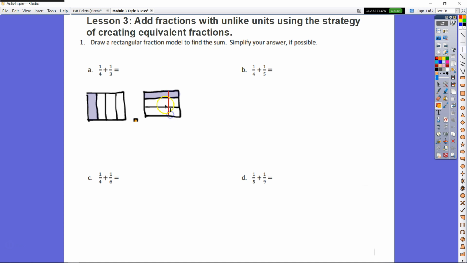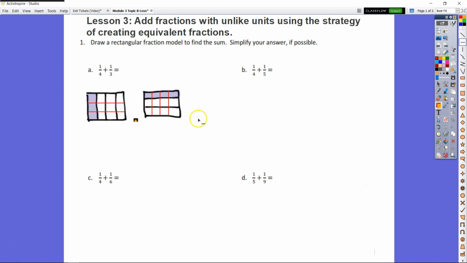So that's 1, 2, 3. Vertical lines will give you 4 parts. So that's 1, 2, 3, 4. Now, and then we're going to do the same thing with our fourths here. We're going to take each one of these fourths and split them into thirds. So let's go ahead and change to our horizontal line. And I need 2 lines to give me 3 parts.